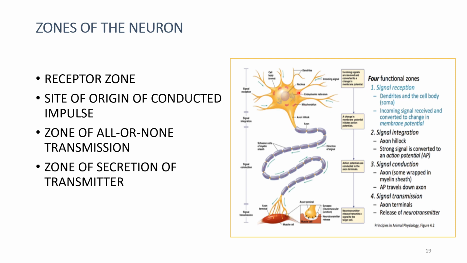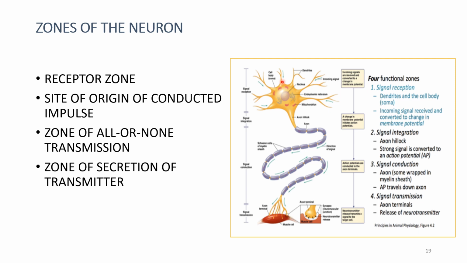The soma will process the information and decide whether the information has to be passed or not. Then the axon hillock will generate the action potential. Then coming to the zone of all or none transmission, that is the axon. Here the signal transmission happens in an all or none manner. Now coming to the zone of secretion of transmitter, that is the axon terminals. Here the neurotransmitter will be released.